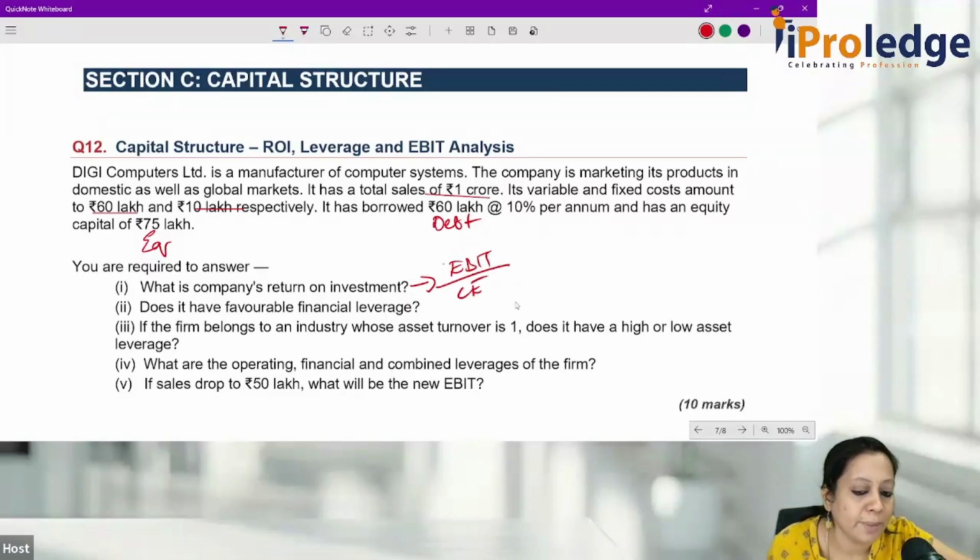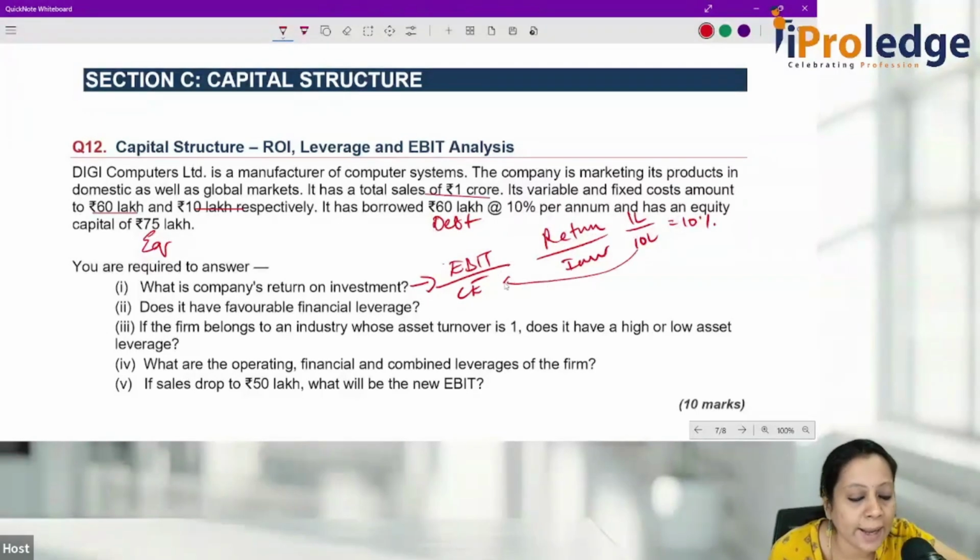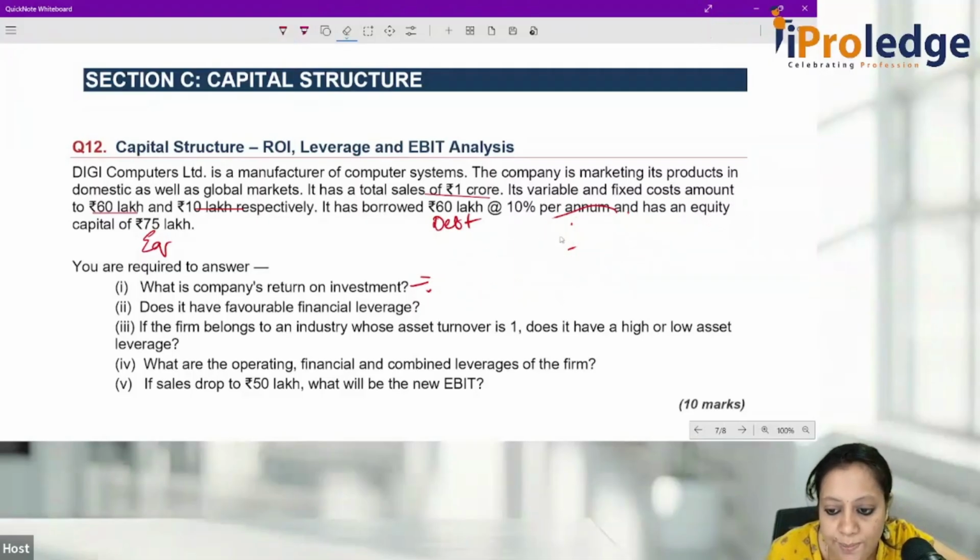Ma'am, how do I remember this? Very simple. What is return on investment? Return divided by investment. Correct? I invested 10 lakhs. I got 1 lakh. So my return on investment is 10 percentage. So investment is only capital employed. Yes, ma'am. Return means what? Profit. That is your EBIT. Very simple to remember, right? So EBIT divided by capital employed. So let us see how we need to do this.